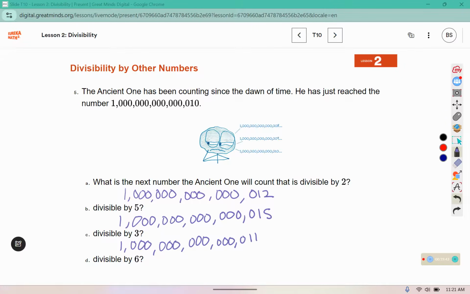Divisible by 6. It has to be even. So this one won't work. And it also has to have a sum where its digits add up to something divisible by 3. So this one doesn't work. The next number, if I add them together, would be 6, right? I have 1, 2, 3. The next number that's divisible by 3 would be 6. So 1 plus 1 is 2, plus 4 would be 6. So that would work. And it's even, so it would be divisible by 2 also. One quadrillion and 14.